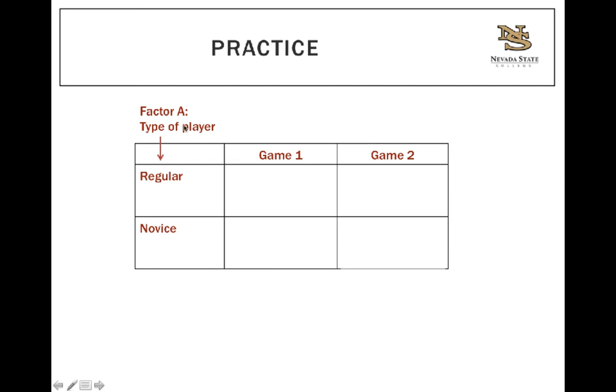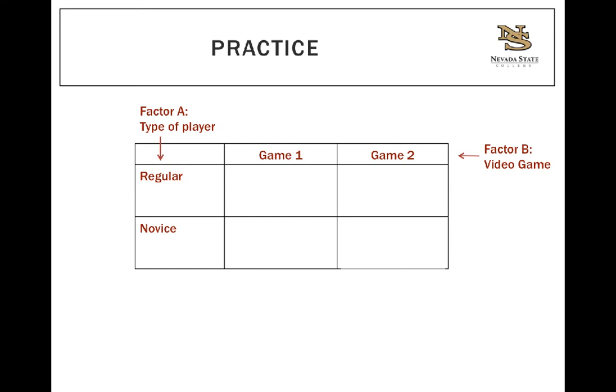So your factor is this overarching description of what's going on within that factor, so type of player. And then the levels are the specific groups that you have created. So in this case, level 1 would be regular players and level 2 would be novice players. The other factor we'll call factor B is the video game that they're playing, right? So we haven't been told anything else about these video games other than there's just two different ones. So in this case, I'm only labeling them game 1 and game 2. So the factor here is video game and the levels are game 1 and game 2.